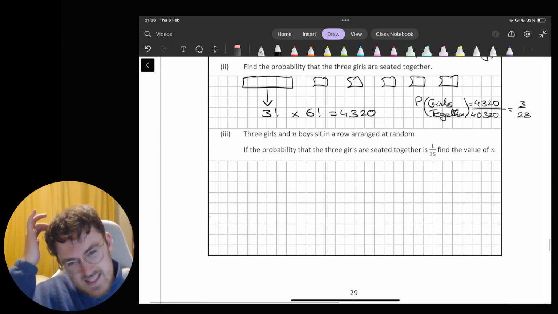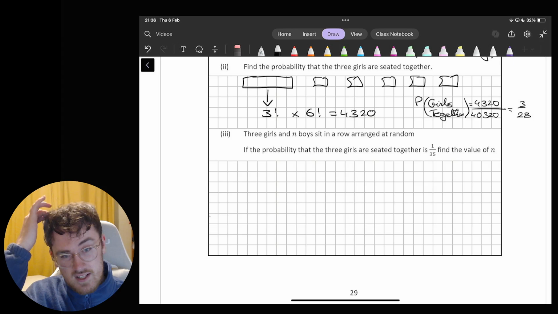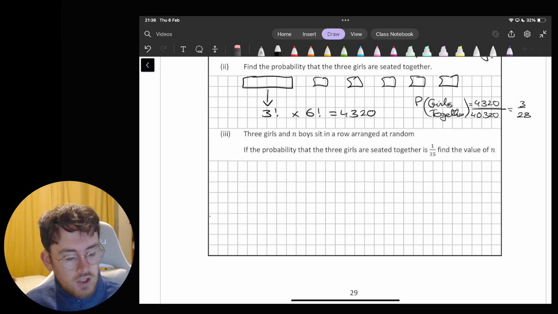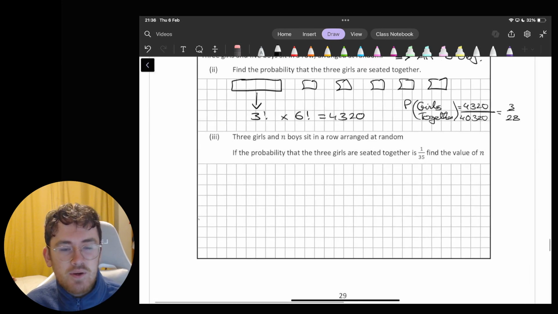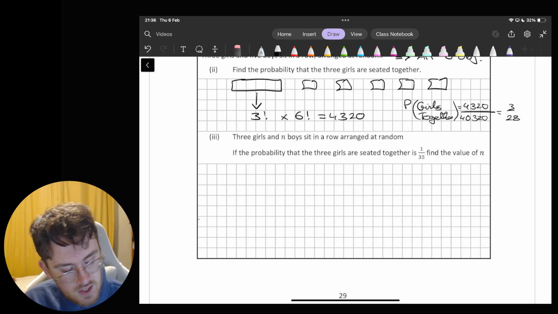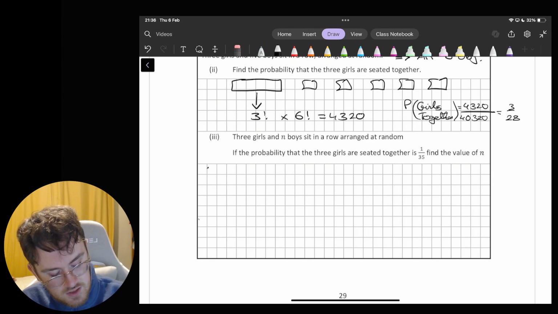Okay, last section here, last question. 3 girls and n boys, so we're not told how many now, sit in a row arranged at random. We're going to apply it in the same way if we can. Find the probability that, if the probability the 3 girls are seated together is 1 out of 35, find the value of n.